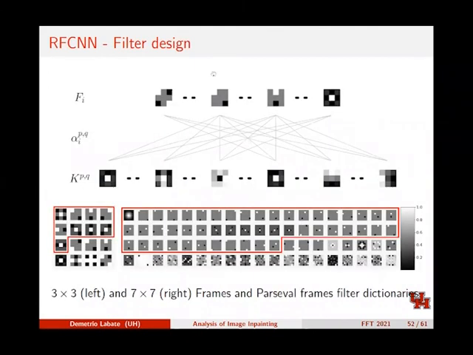So here is some example. On the left below, we have a family of 3x3 filters. On the right, the 7x7 filters. The red border encloses the filters that form a frame. If you want to form a Parseval frame, you need a little more, right? And so the entire block is the Parseval frame. As you see, those filters are highly directional. They work in a way like some sort of multiscale finite difference filters.